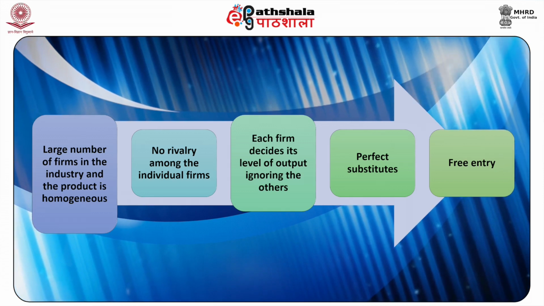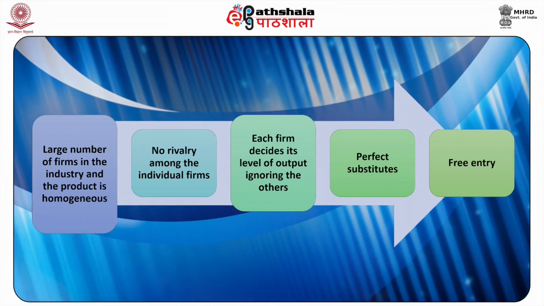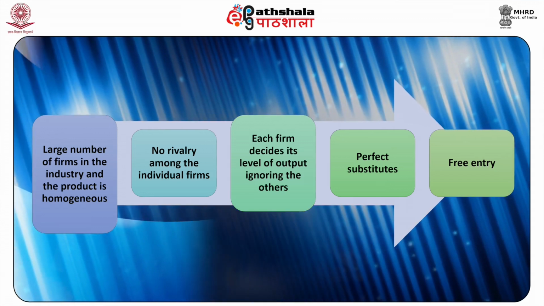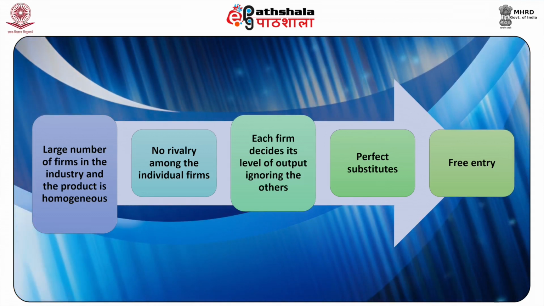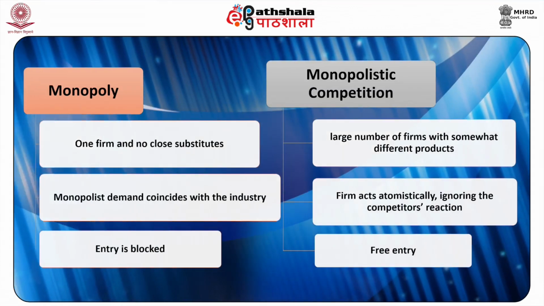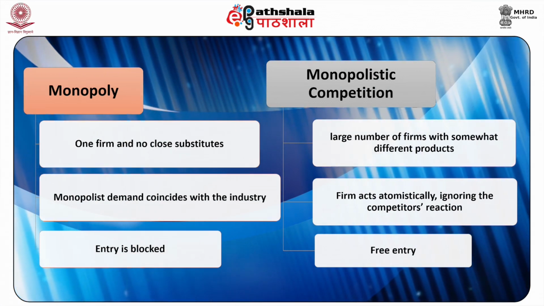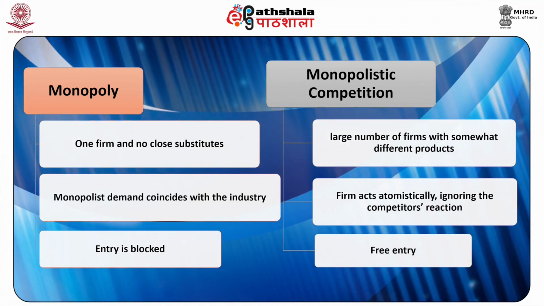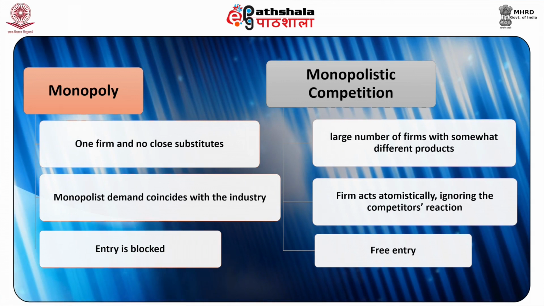Each firm decides its level of output, ignoring the others in the industry. The products of the firms are perfect substitutes for one another, so that the price elasticity of the demand curve of the individual firm is infinite. Entry is free and easy. Monopoly. In a monopoly situation, there is only one firm in the industry and there are no close substitutes for the product of the monopolist. The demand of the monopolist coincides with the industry demand, which has a finite price elasticity, and entry is blockaded.